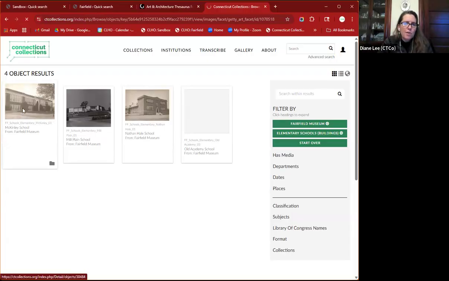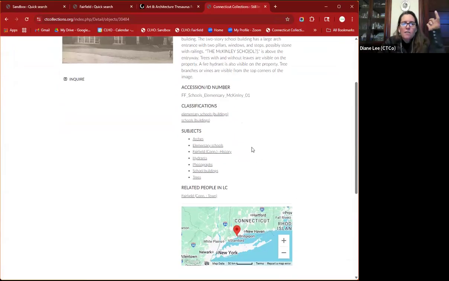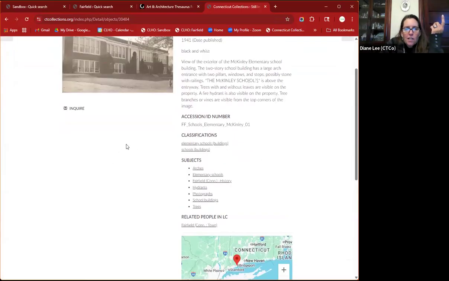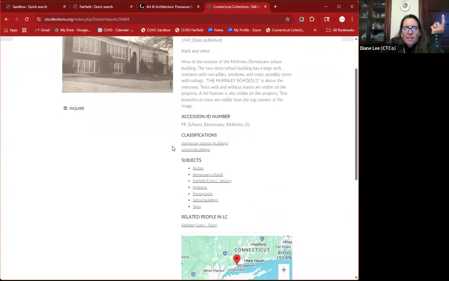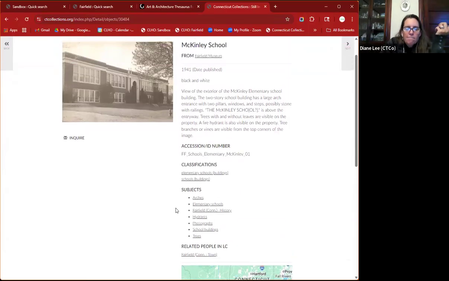And when you go into the record for that item, all of your classifications and things show up down here. So yeah, you can see it. Classification should be photographs and should be the type of photographs. And your subjects down here are going to be elementary schools, Fairfields. Couple of these are questionable. School buildings are fine. Trees are fine because they show up. So you kind of get more of a feel.